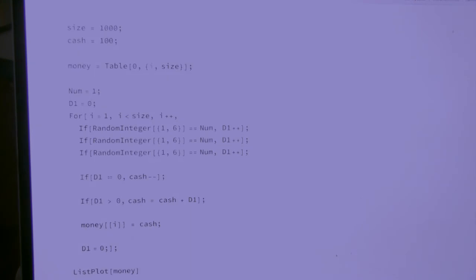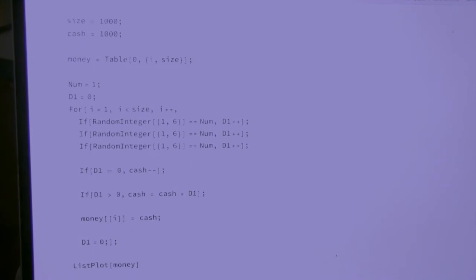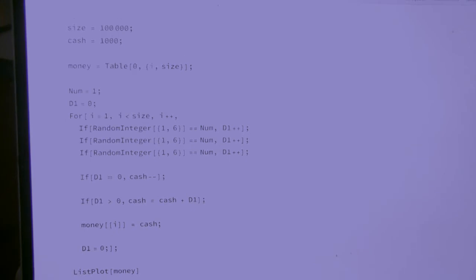Now let's run it one last time. Let's start with 1,000 and let's run it 100,000 times. Do you think $1,000 is enough? Then we might go negative. Well, that's all right. And we did go negative. Oh wow, we go negative very quickly.